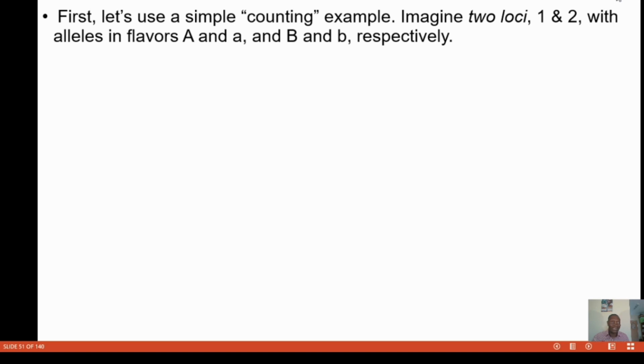Let's look at the locus and the traits, the genes, the alleles. Let's use a simple counting example. Imagine we have two loci. This could be height, for example, and the compactness of a head of a semi-dwarf variety. Let's say those two loci are locus 1 and locus 2. And so we have associated with them the alleles that favor big A and small a, and big B and small b, respectively.